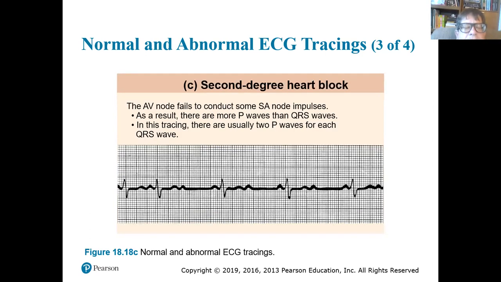Okay, here we don't have much or any of a T. So the AV node is failing to conduct some of the SA impulses. What that means is you've got more P waves than you do QRSs. You can see here's a P wave with no ventricle action. Here is a P wave with no ventricle action. Okay, so here we're seeing two P waves for every QRS wave. That means the atria tries and it tries again, and then finally the ventricle gets the signal and goes through.